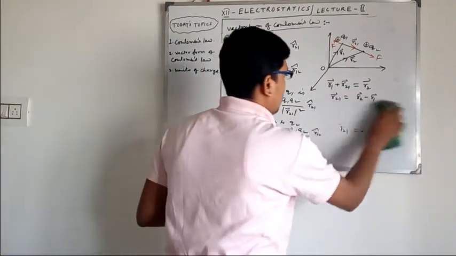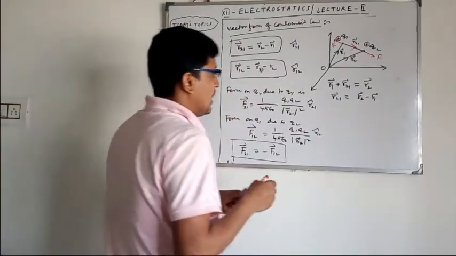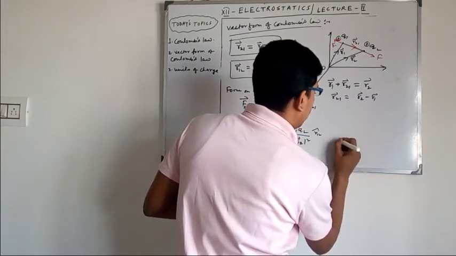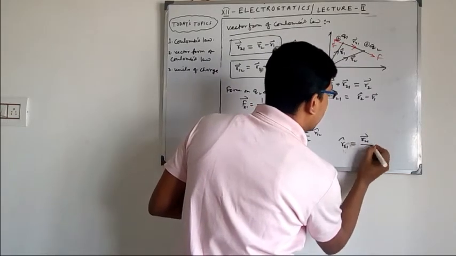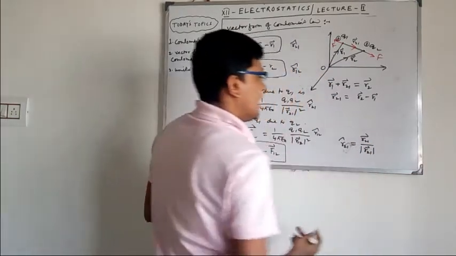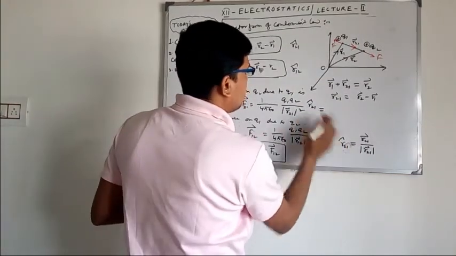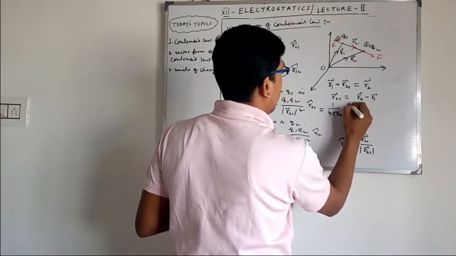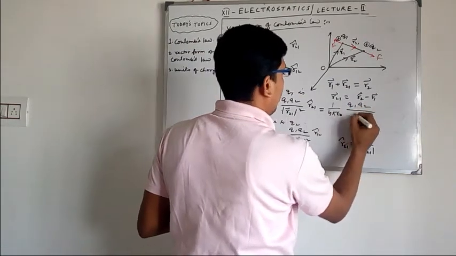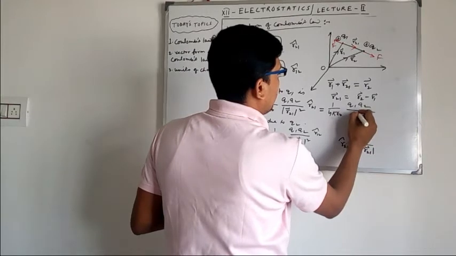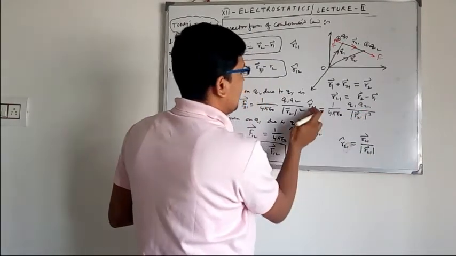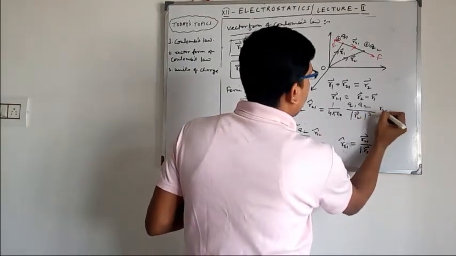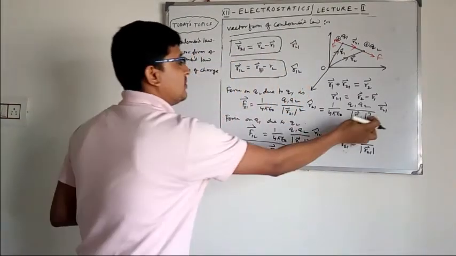And one more thing, we can express this law in this form also, because we know that the unit vector R21 cap is equal to the R21 vector divided by the magnitude of the R21 vector. If we put this value of R21 cap here, the expression becomes 1 upon 4 pi epsilon 0, Q1 Q2 upon the magnitude of R21 vector cubed, times the R21 vector.